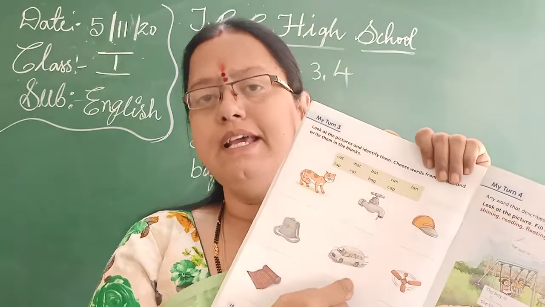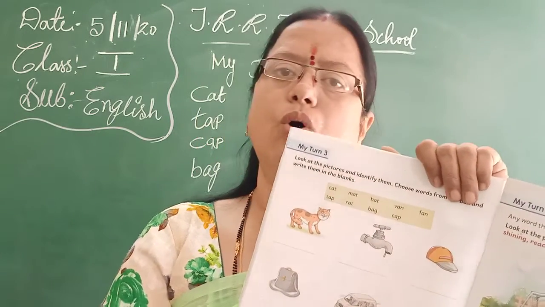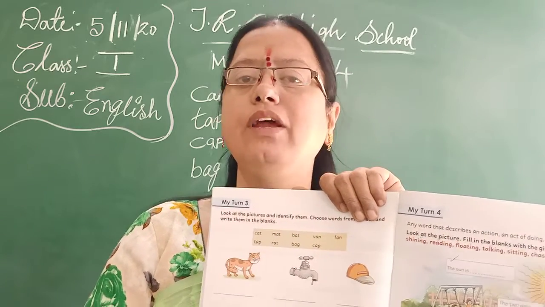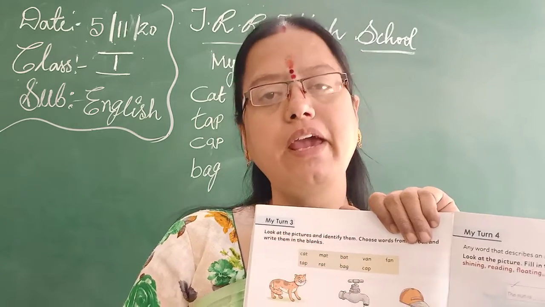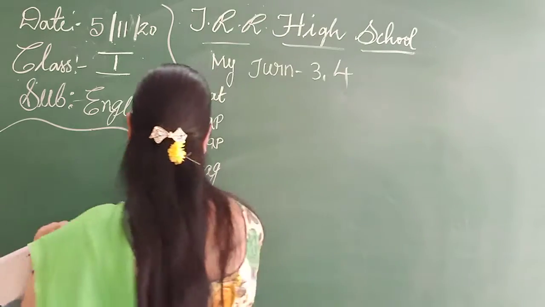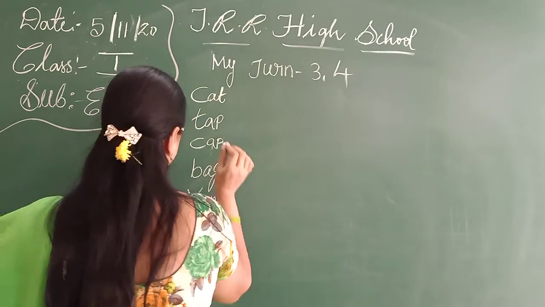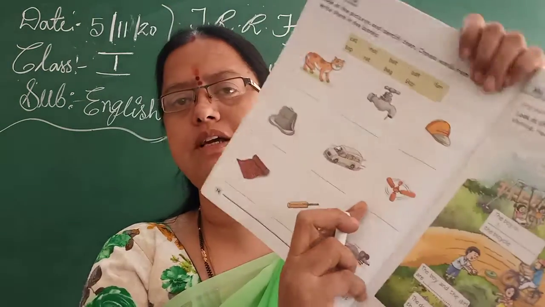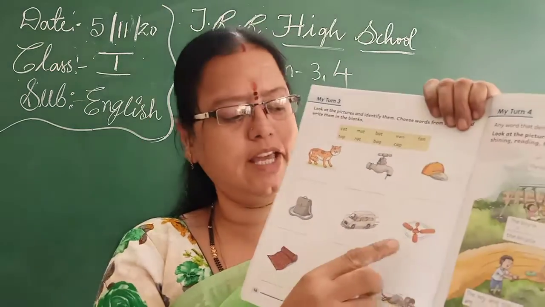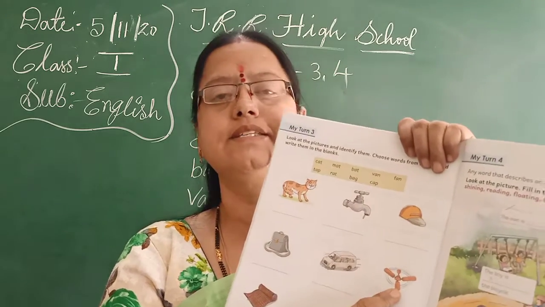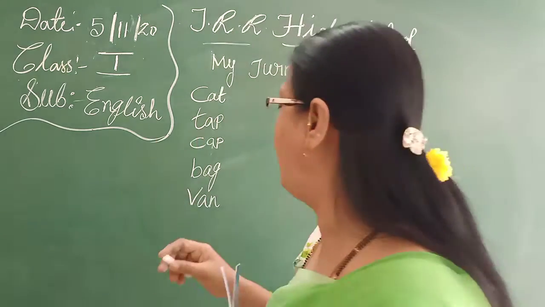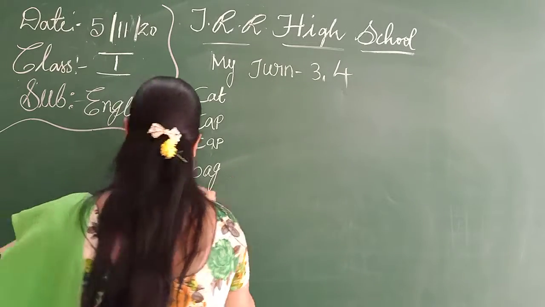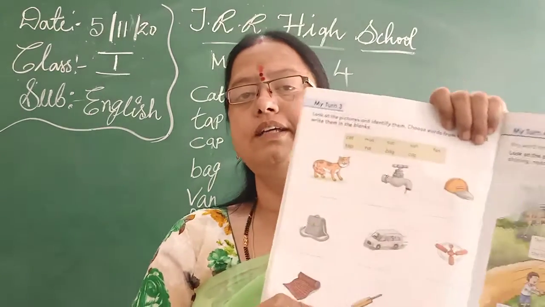And what is this? See this picture. Is this a bus? No. Is this a car? No. This is a van. What is the van spelling? V-A-N, van. And see this picture. What is this? Is this there in your home? Yes. This is a fan. What is the fan spelling? F-A-N, fan.